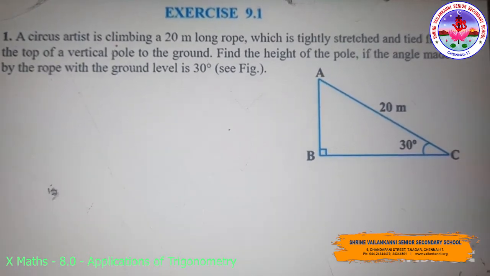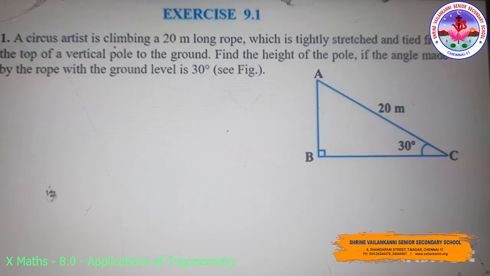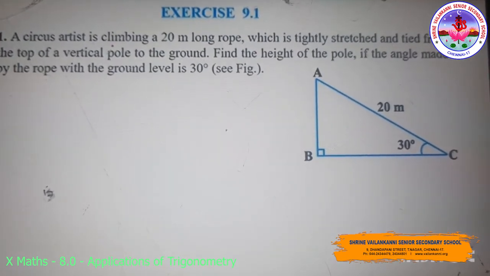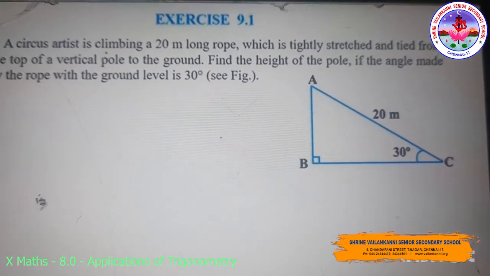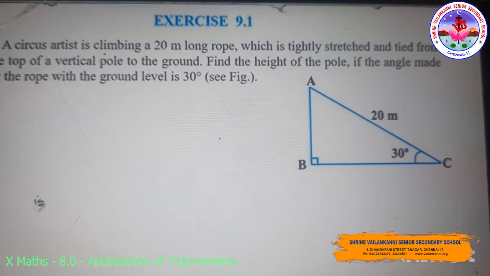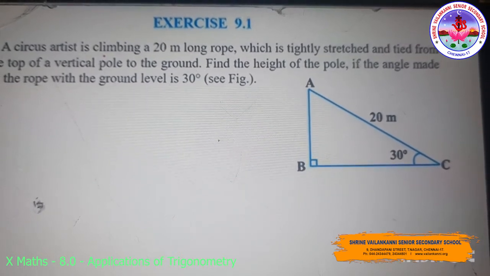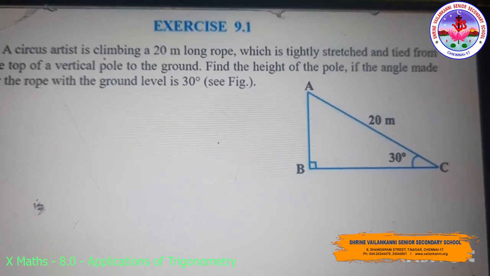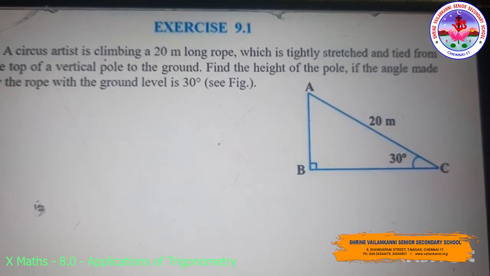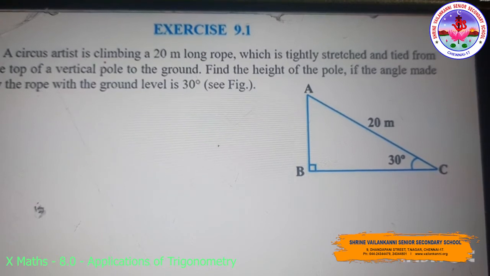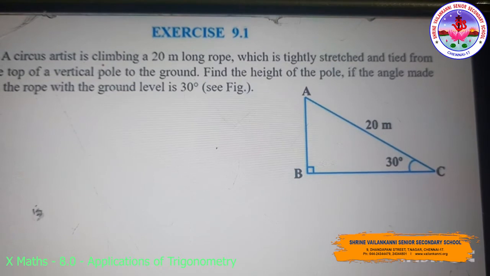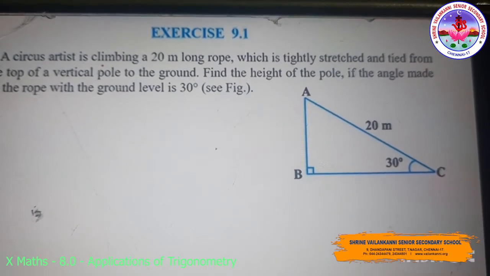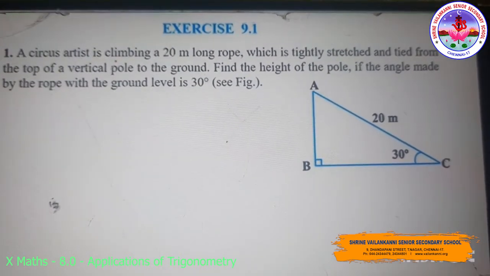So he has given a 20-meter long rope. Here I am drawing a rope of 20 meter which I am identifying as AC. This rope has been tightly fixed to the top of the vertical pole at point A and to the bottom of the ground at point C. I am taking my vertical pole as AB, where AB is the vertical pole.